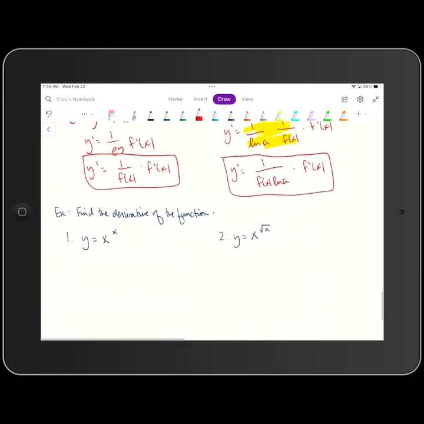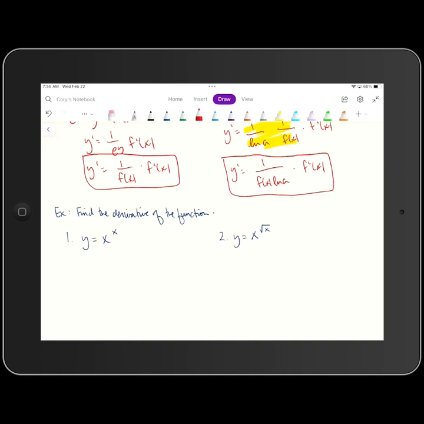Okay, the last set of examples we're going to work on is going to deal with this process called logarithmic differentiation. All right, so we'll do 2 examples on this video and then the third example on another video. So directions here say to find the derivative of the function.